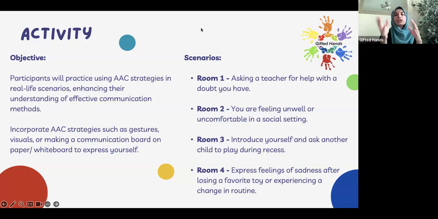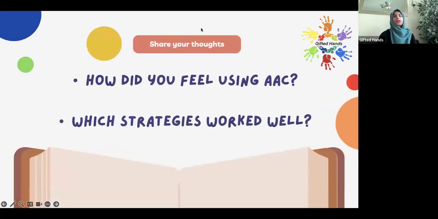All right. So I have shared this picture on the group as well. And I'll be sharing the PPT at the end of the session. I'll be taking down your emails and I'll be sharing the PPT. Once I do share it, you can go through it as well. Right. So share your thoughts. How did you feel using AAC and which strategies worked well according to you? We are running out of time. So just 3 people, could you just raise your hands and we'll go ahead with it?